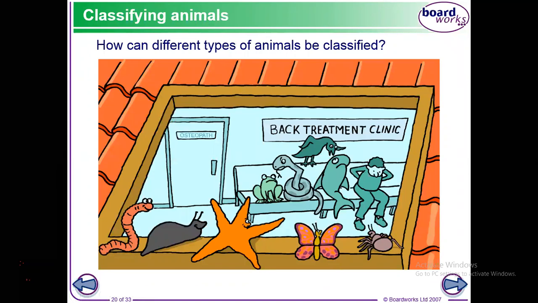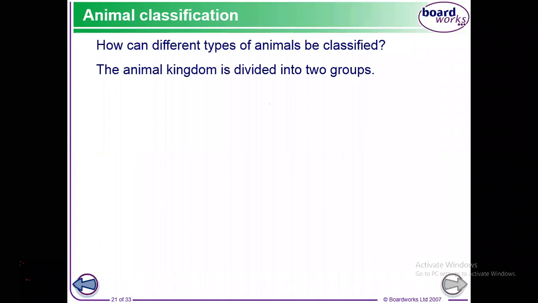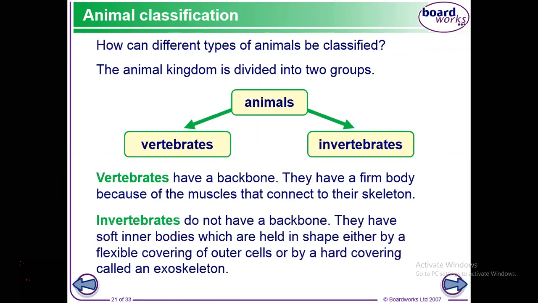Okay, so how can different animals be classified? So we have different animals, a lot of animals, as you guys can see. You have jellyfish, worms, fish, birds. We have a lot of animals, right? So how do we classify them? In order to study them, we have to classify the animals too. So we put them in two groups, vertebrates and invertebrates. Vertebrates are those with a backbone. Invertebrates are those animals that do not have a backbone.